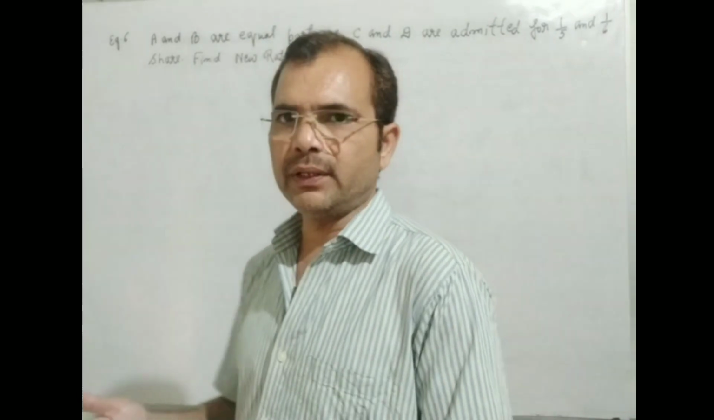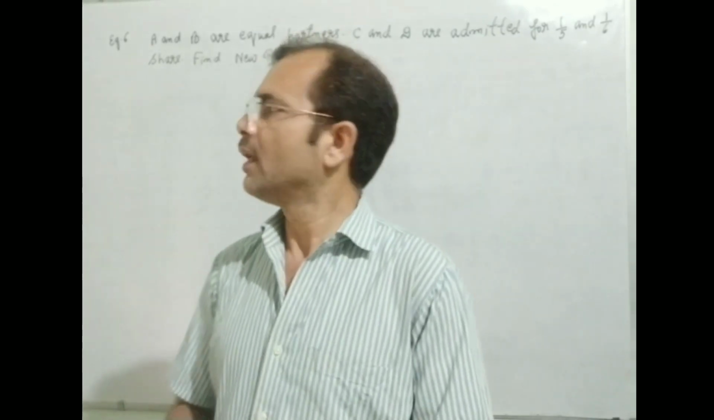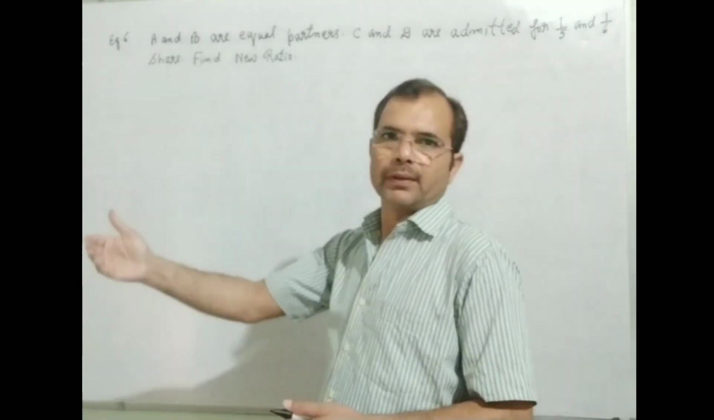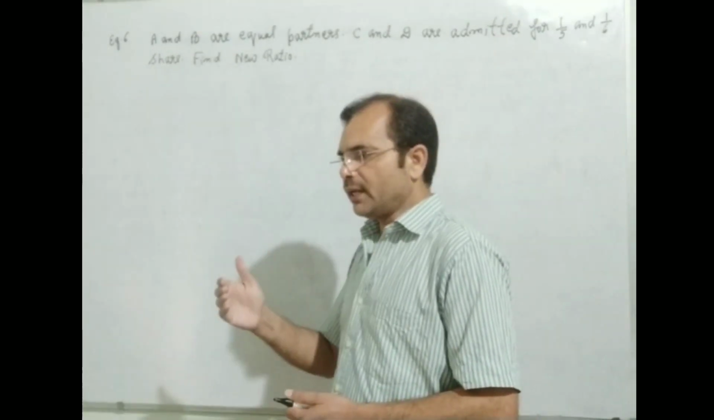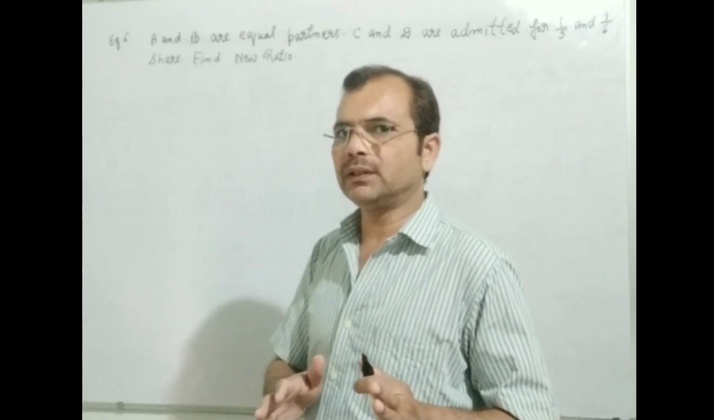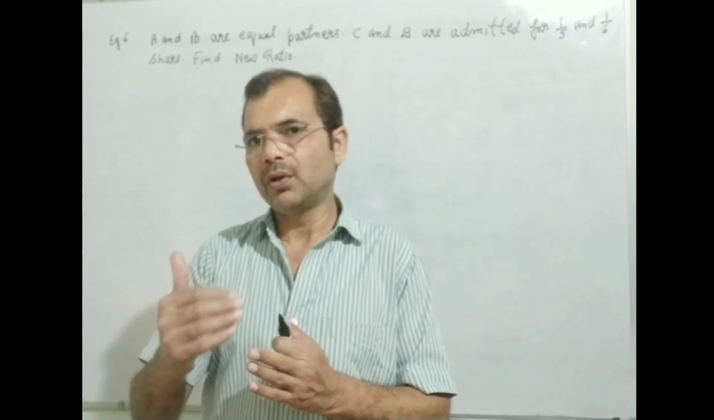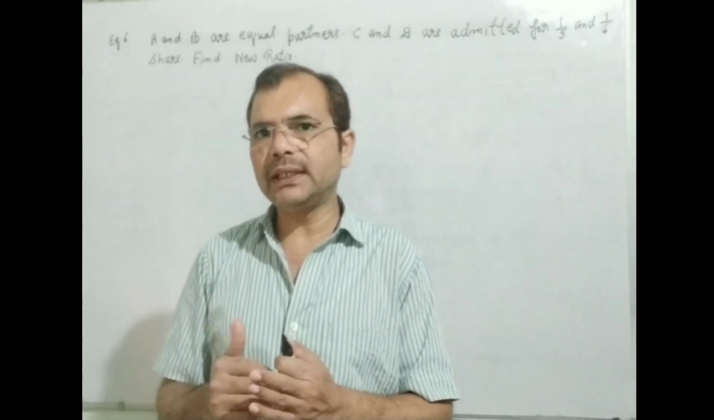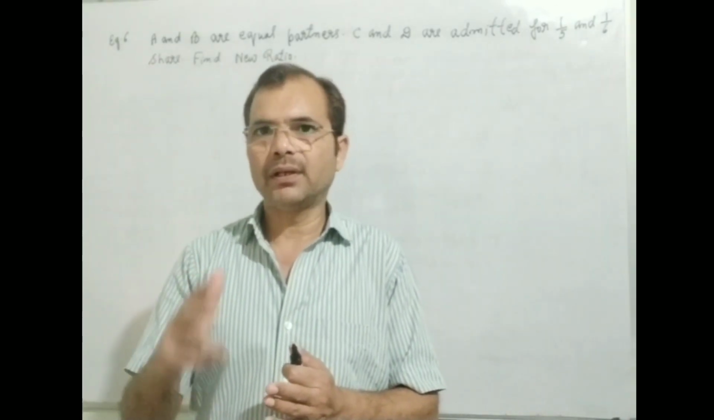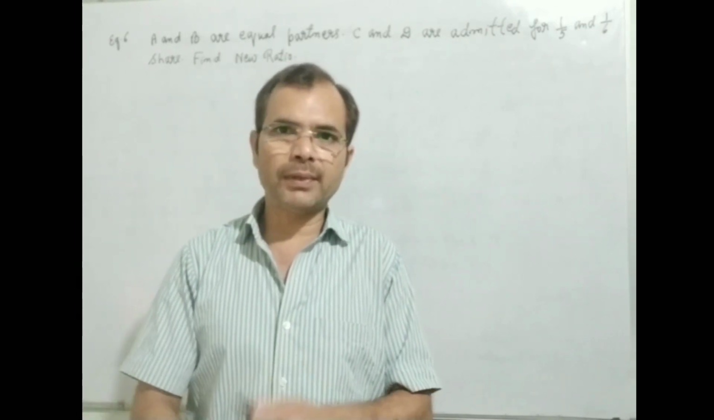As you know, we are doing the chapter partnership, the admission of a partner, and we are doing different types of problems in this chapter. Today I am taking a new type of problem. Till now you have seen that only one partner enters the firm. In today's question, you will see that two partners are taking admission in the firm. What will be the situation then, and how will we solve the question?